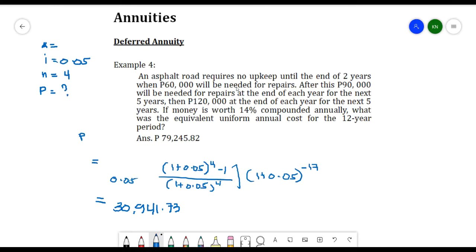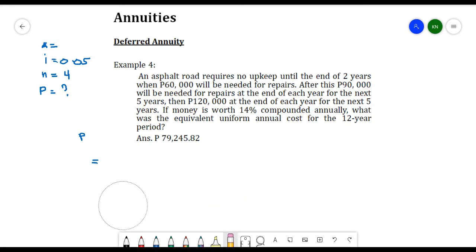Next, we have here another example. An asphalt road requires no upkeep until the end of 2 years, when 60,000 pesos will be needed for repairs. After this, 90,000 pesos will be needed for repairs at the end of each year for the next 5 years. Then 120,000 pesos at the end of each year for the next 5 years. If money is worth 14% compounded annually, what was the equivalent uniform annual cost for the 12-year period?